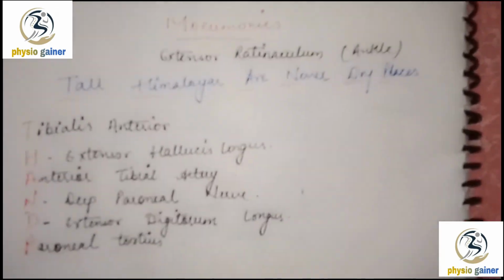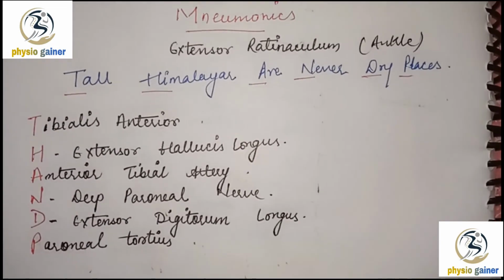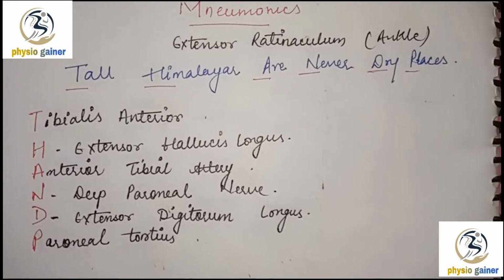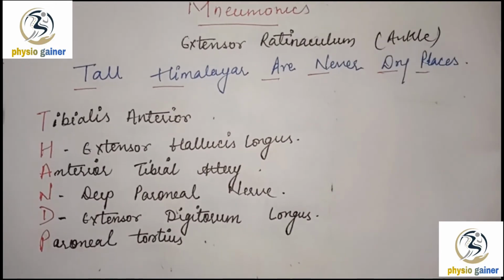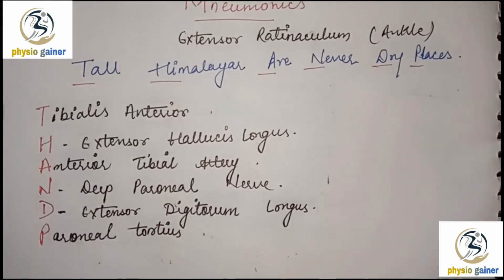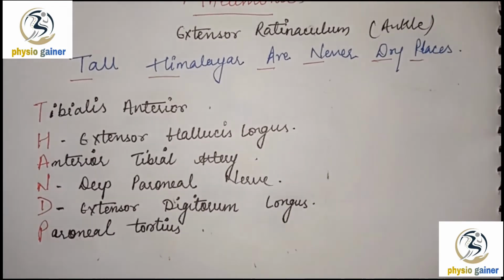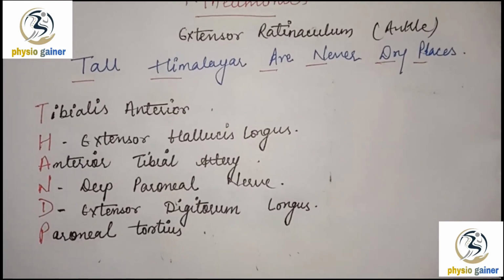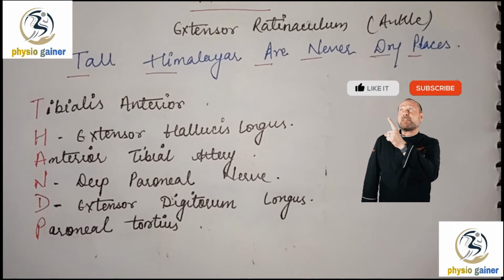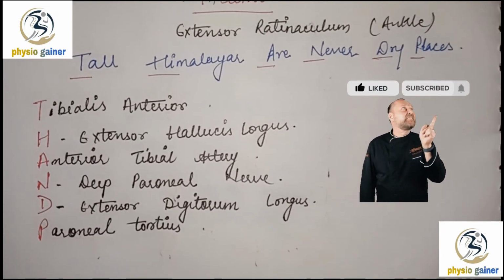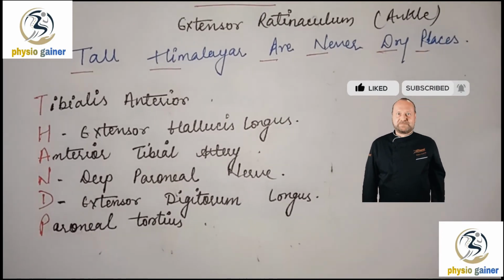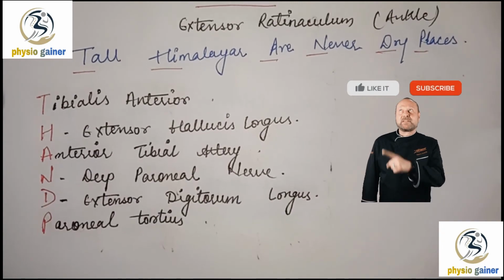What is the mnemonic? The mnemonic is tall Himalayas are never dry place. T is tall, that is tibialis anterior. Himalaya says H, which is extensor hallucis longus. R says A, that is anterior tibial artery. Never says N, that is deep peroneal nerve. Dry says D, that is extensor digitorum longus. And place says P, that is peroneal tertius.